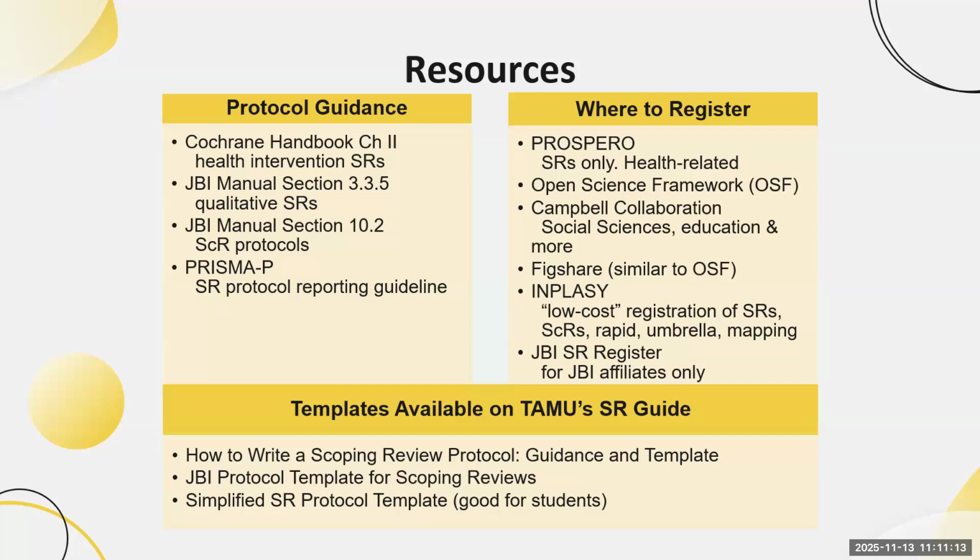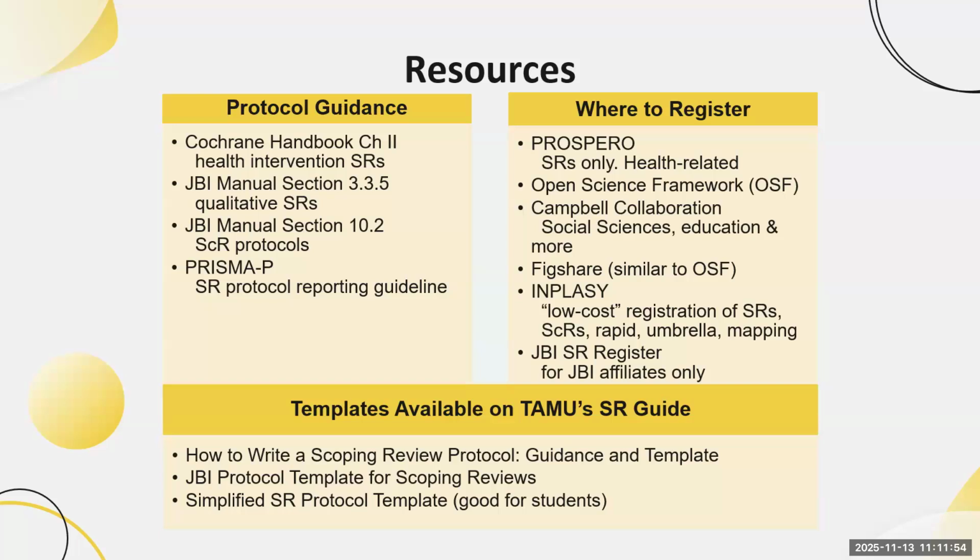Resources. So here is a list of resources to help you. There's plenty of guidance, including Cochrane for systematic reviews of health interventions, and JBI for systematic or scoping reviews. And of course, PRISMA-P, which we've touched upon. It will give you a really nice snapshot of what is needed. There are also plenty of templates out there. You can do a Google search for systematic review protocol templates. But we do have a few on our A&M systematic review LibGuide. And again, you'll have links to that.